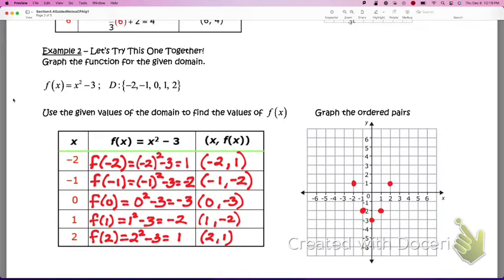Are we doing the domain range? Do you want us to do that? Well, here my domain would be what? They gave it to us. So -2, -1, 0, 1, 2 would be my domain, and my range would be 1, -2, -3, -2, 1, right?